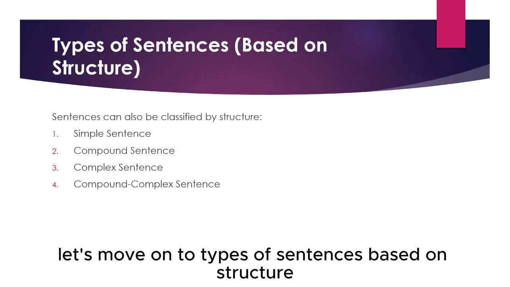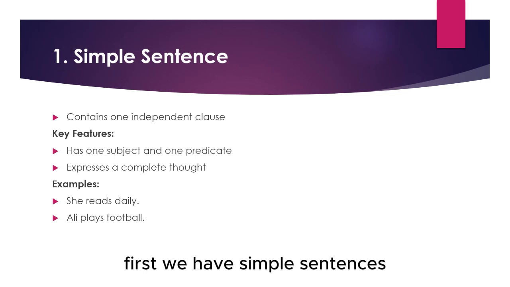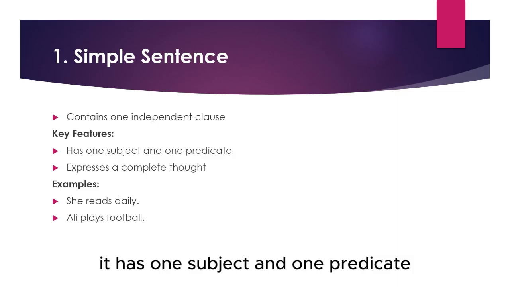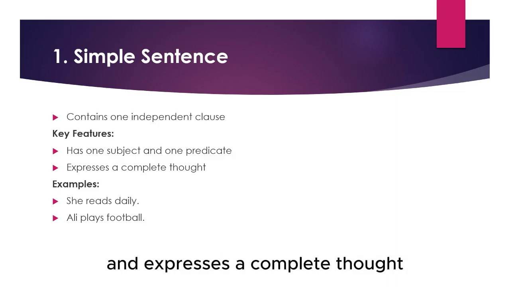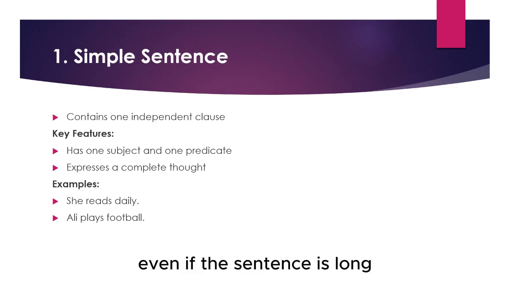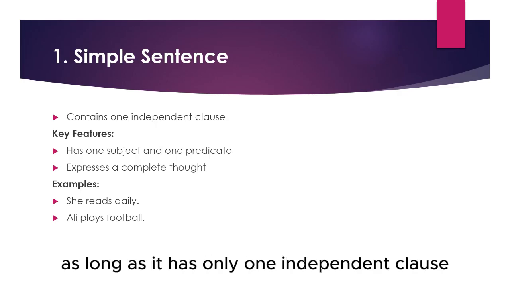Now let's move on to types of sentences based on structure. First, we have simple sentences. A simple sentence contains only one independent clause. It has one subject and one predicate, and expresses a complete thought. For example, she reads daily, or Ali plays football. Even if the sentence is long, it is still simple as long as it has only one independent clause.